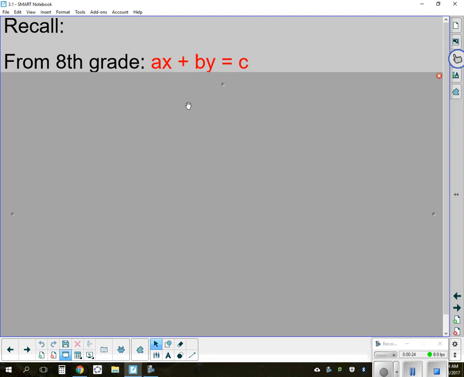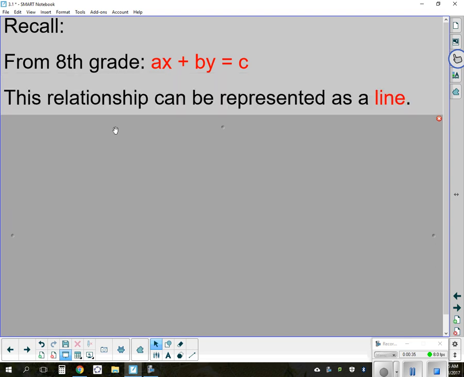Remember from 8th grade, hopefully you saw this equation, ax plus by equals c. It's the standard form of a linear equation. This relationship can be represented as a line. Okay, so last year you worked with graphing lines. A lot of times you probably worked on them in y equals mx plus b form, but there's an alternative equation with that, and it's ax plus by equals c.